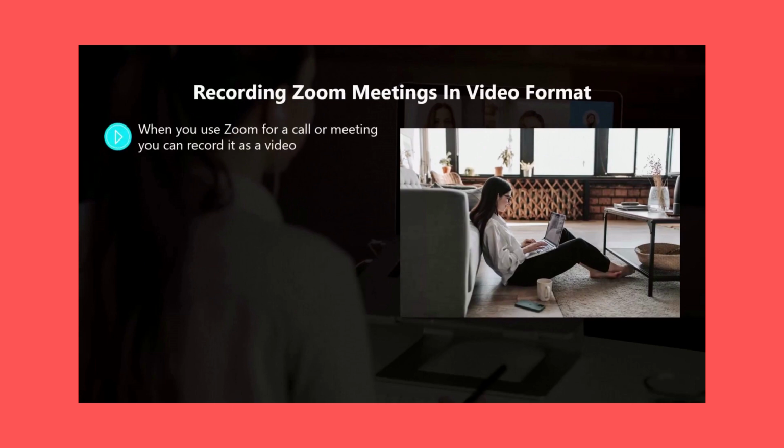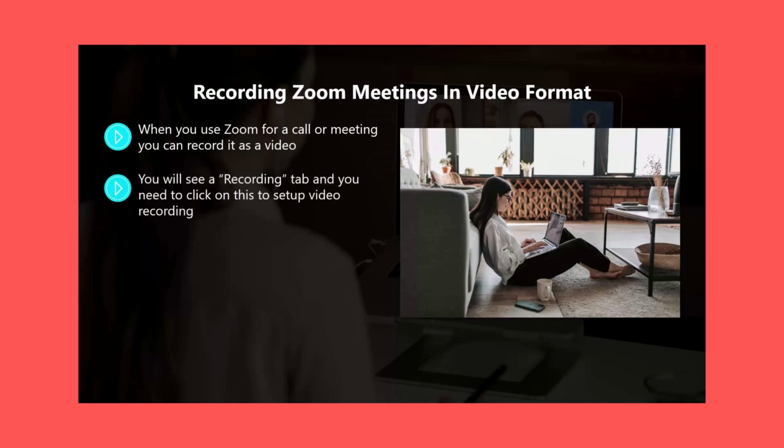Recording Zoom meetings in video format. When you use Zoom for a call or meeting, you can record it as a video. If you are the meeting host, then you can enable the recording in your settings. You will need to ensure that you have set this up before you start the call. Once you are in your Zoom account, just go to Account Settings and then Meeting Settings. You will see a Recording tab, and you need to click on this to set up video recording.